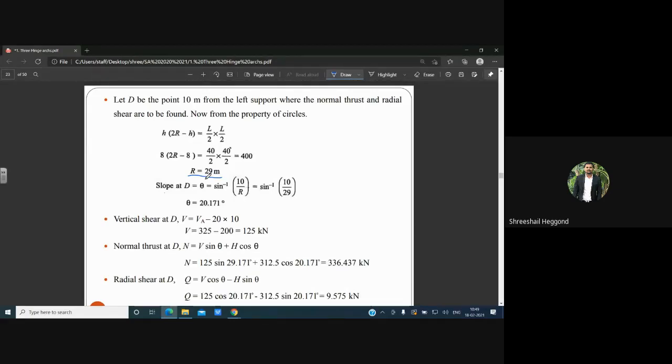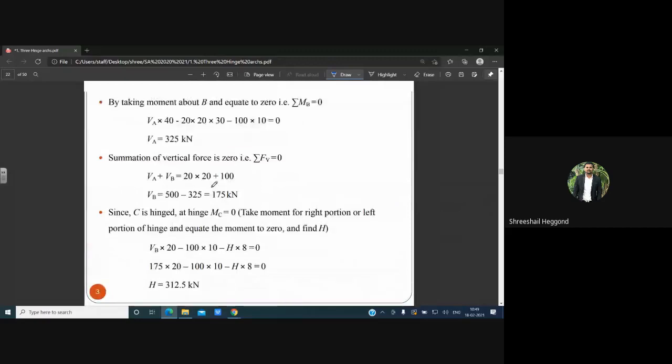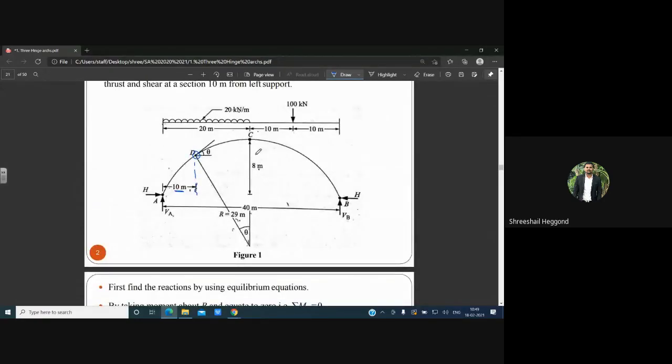Small h is rise into 2r minus h. That is, if you see the diagram, h value is 8 meter and r is the total, it is 29 meter, which is calculated, and the h is this value, that is 8 meter. We know this length, this value, that is 8 meter. We don't know this length, we know this is 29.